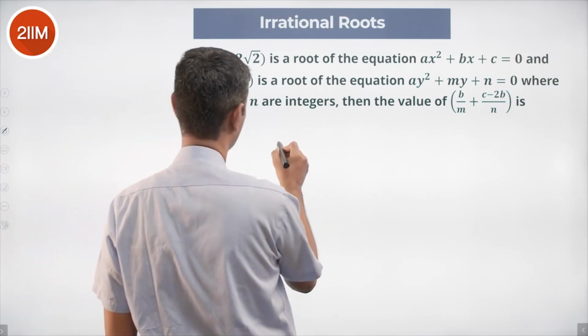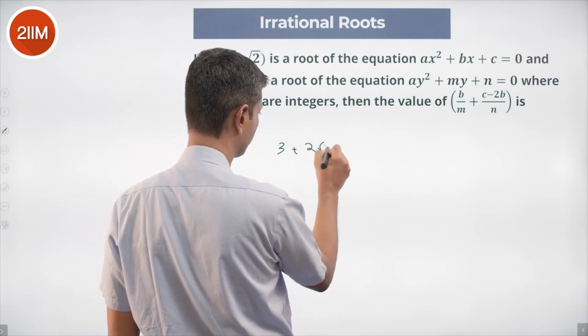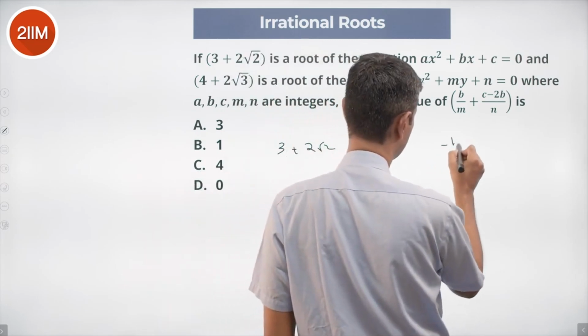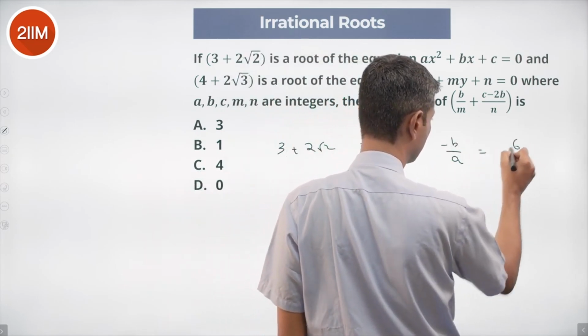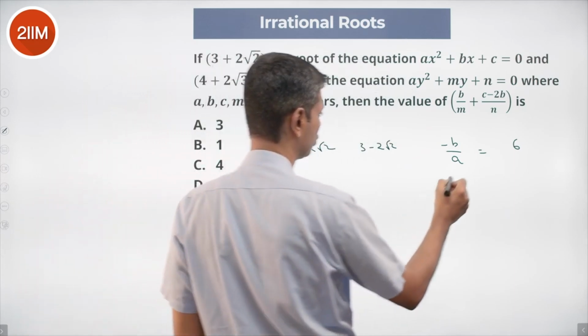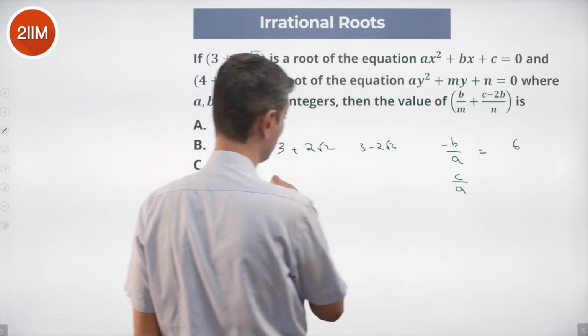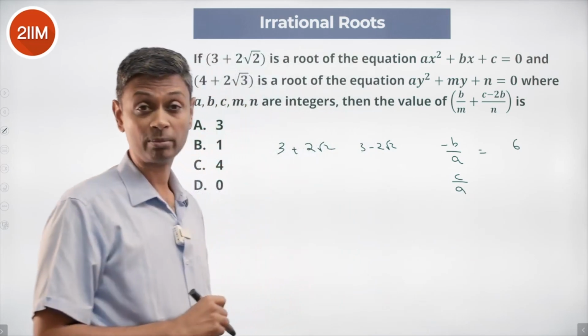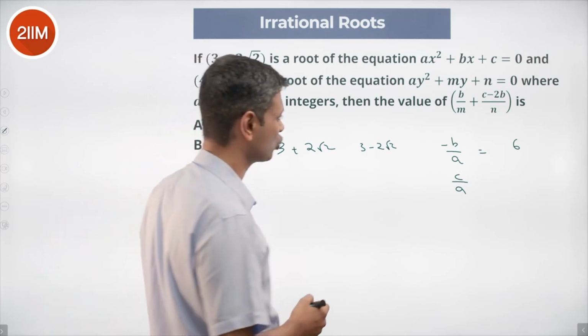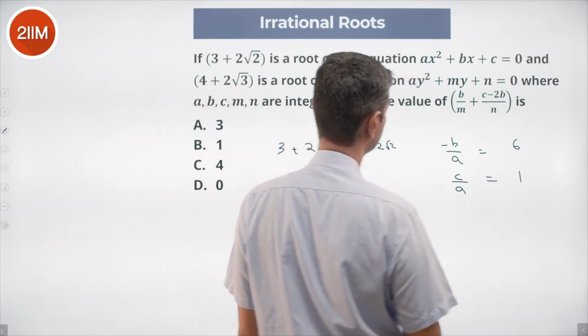The first one, the roots are 3 plus 2 root 2 and 3 minus 2 root 2. So minus b by a is equal to 6. What is the product of the roots? Product of the roots is c by a. (3 + 2 root 2)(3 − 2 root 2) is 3 square minus (2 root 2) square. 3 square is 9, (2 root 2) square is 8. 9 minus 8 is 1.